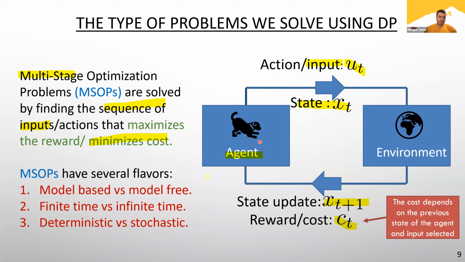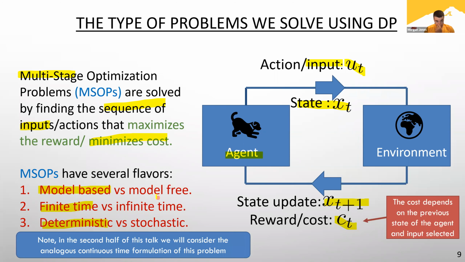So these multi-stage optimization problems come in several flavors: model-based or model-free, finite time or infinite time, deterministic or stochastic. In this talk, we'll mostly be talking about model-based, finite time, and deterministic problems. And in the second half of the talk, we will also be considering the analogous continuous time formulation of the problem.